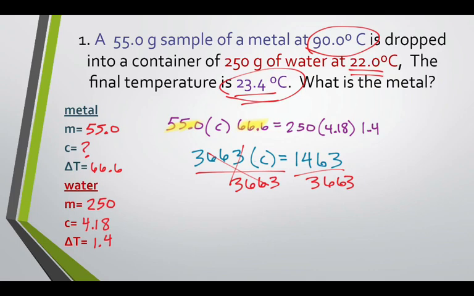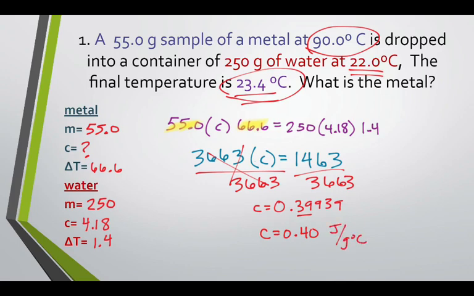So we need to take that 1463 divided by 3663, and we can calculate that the C value here would be 0.39939. And if we look back at our original values, the least number of sig figs that we had was 2. So we should really round this down to 2 sig figs, which would actually be 0.40. Definitely that 9 would round this 9 up.